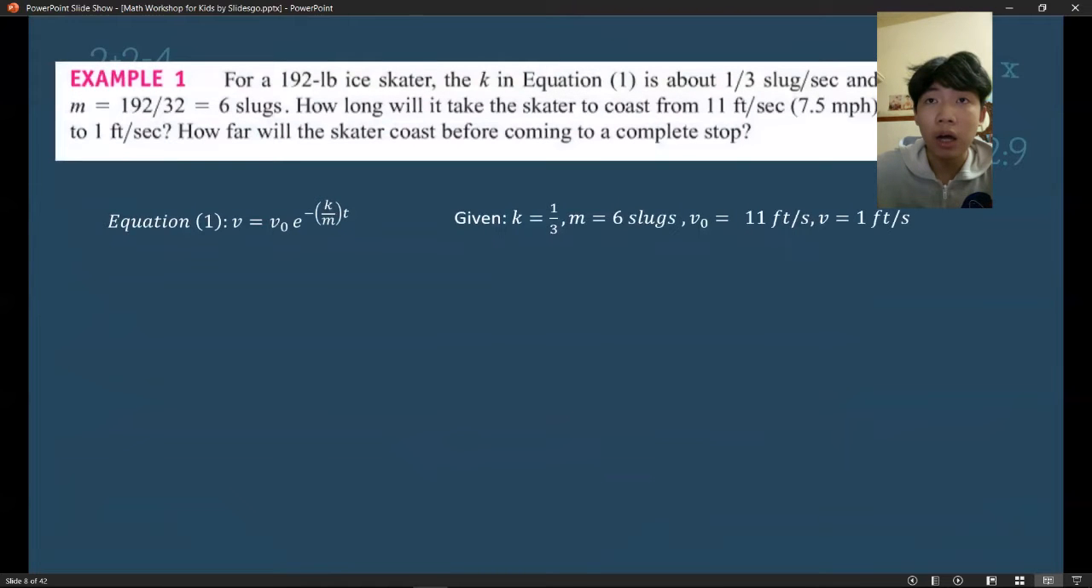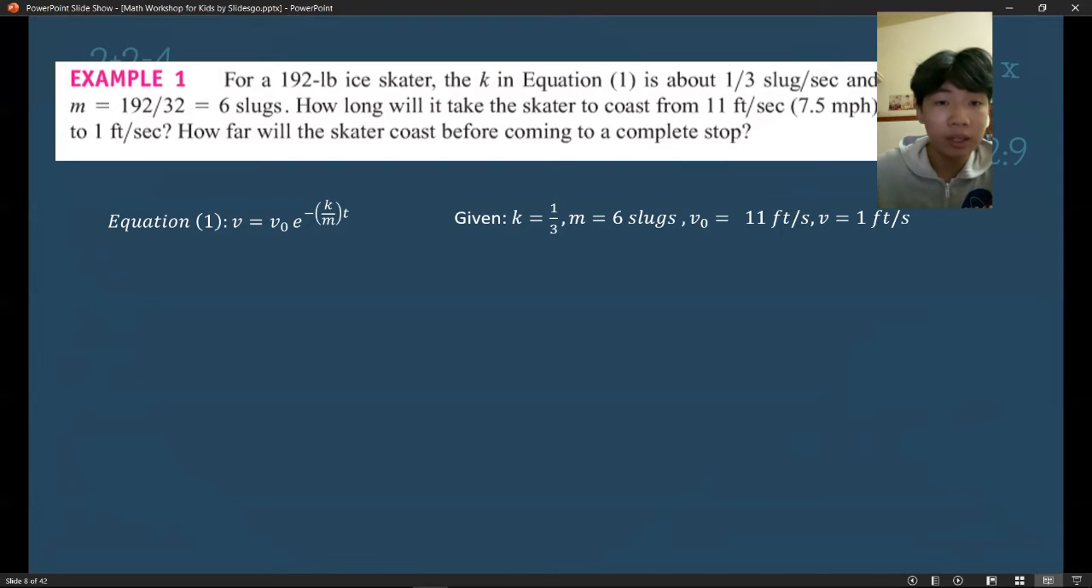So moving on to our example. For our example, we have a 192-pound ice skater. The k in equation 1 is about 1.3 slug per second, and m is equal to 192 divided by 32, which is equal to 6 slugs. They ask how long it would take the skater to coast from 11 feet per second to 1 foot per second, and how far the skater will coast before coming to a complete stop. So we'll use the equation we have, and the given things are k, m, v0, and v.